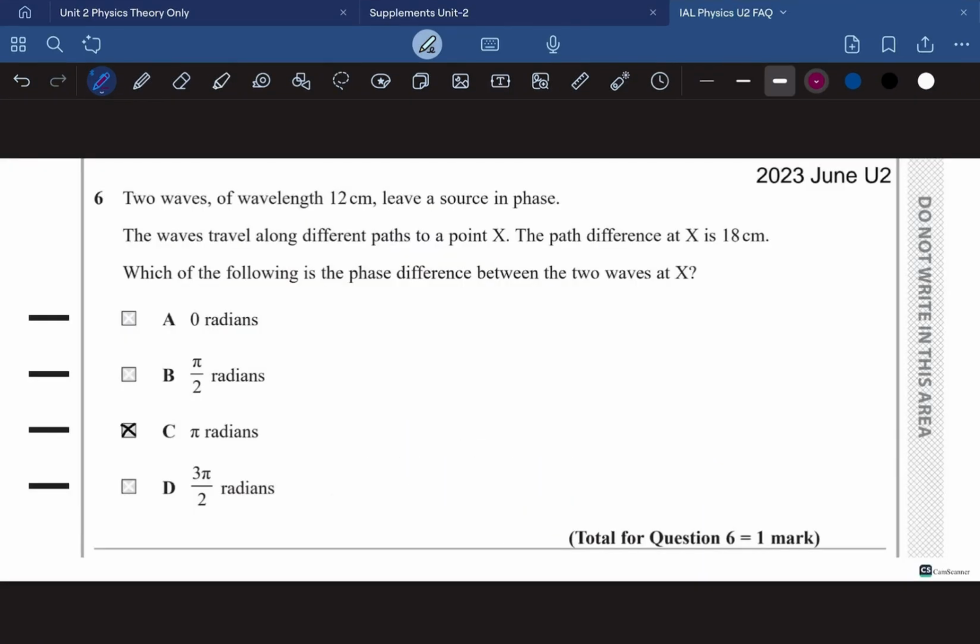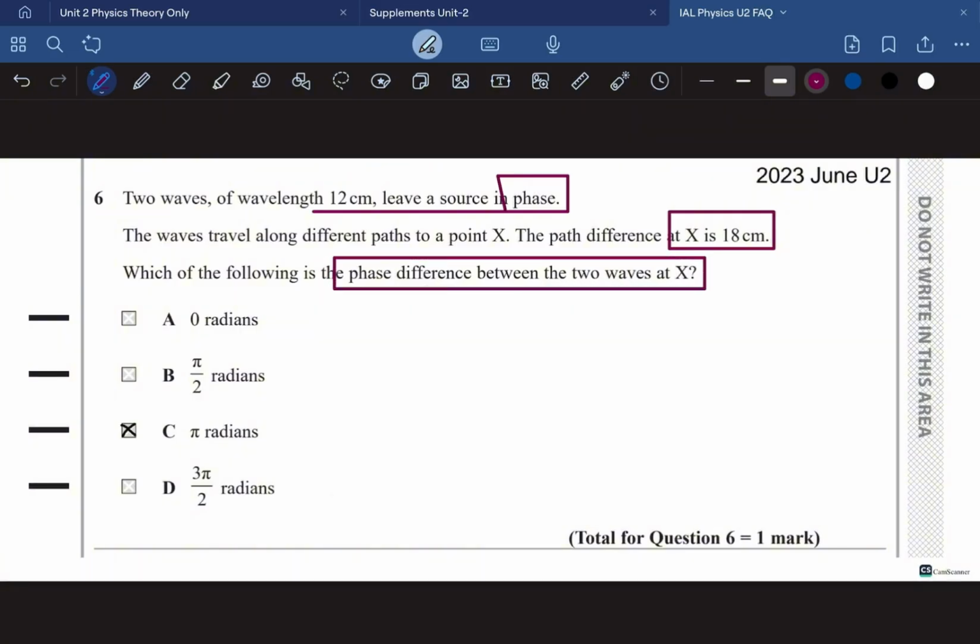Let's start with this question. It says two waves of wavelength 12 centimeter leave a source in phase. So when they were leaving, they were in phase. The waves travel along different paths to a point x. The path difference is now 18 centimeter at x. Now they have asked us to figure out the phase difference between the two waves at x. Now to do this math, we know our answer is going to be C. But how is it going to be C? That's what we'll be doing in the working.